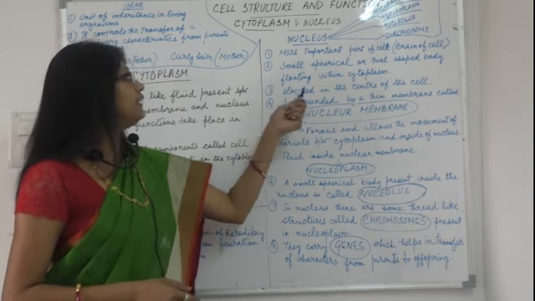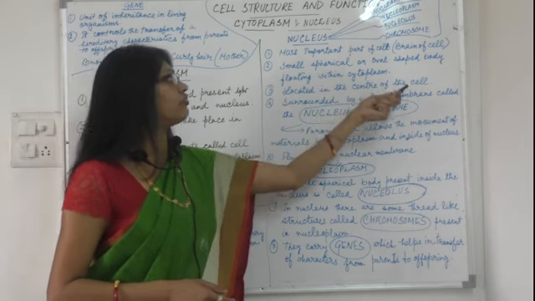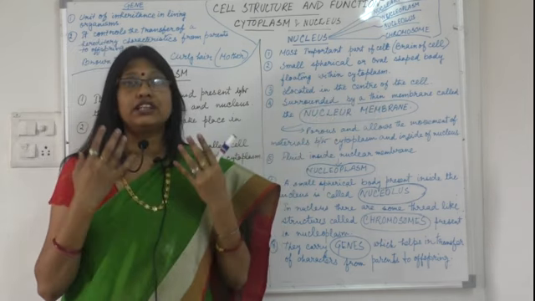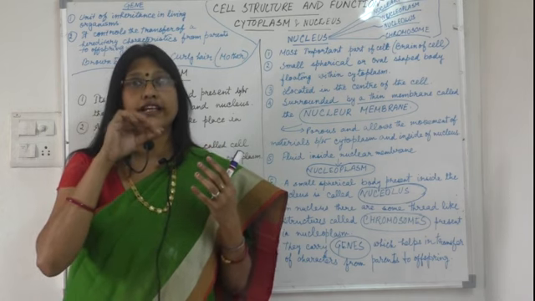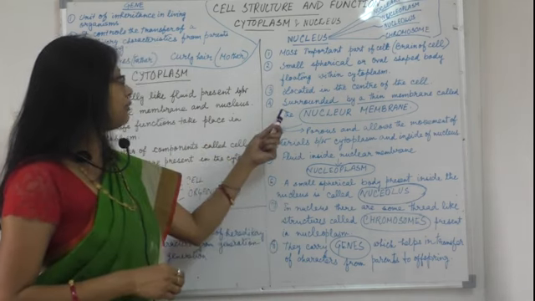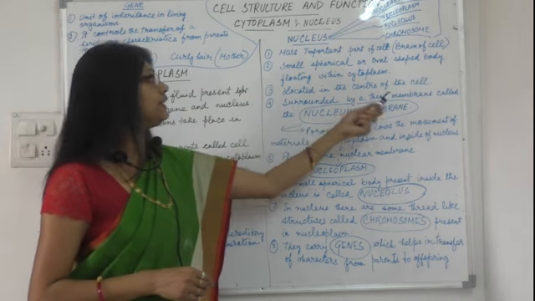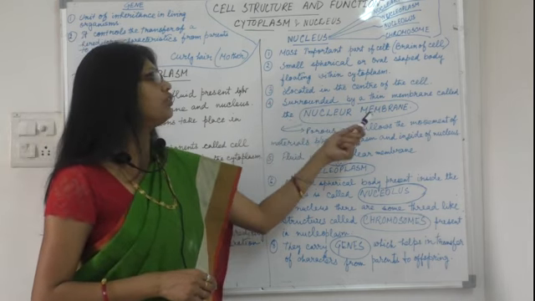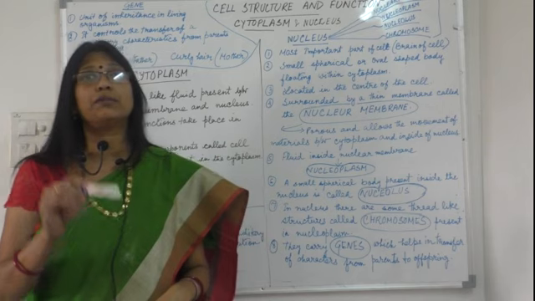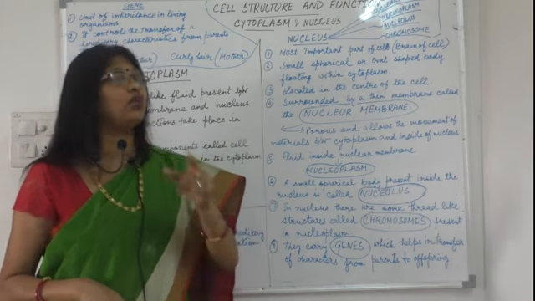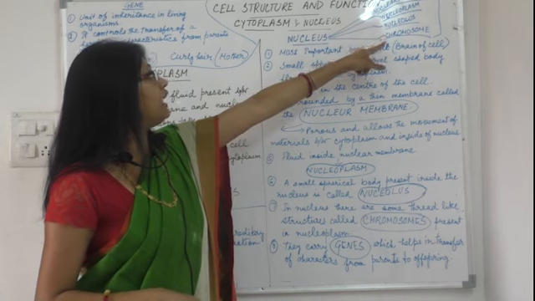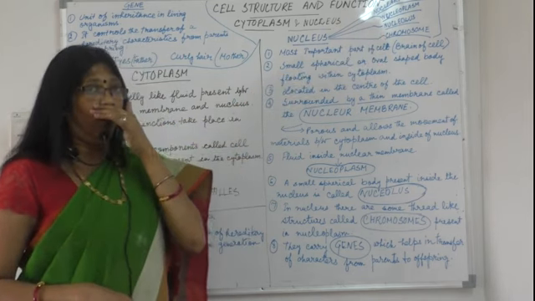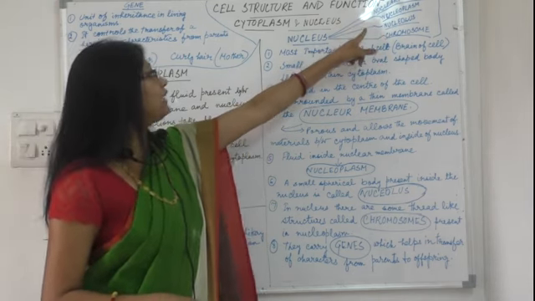Third point, it is located in the center of the cell. Nucleus generally is located in the center of the cell. Fourth point, it is surrounded by a thin membrane called the nuclear membrane. Now we are coming to the parts of the nucleus: nuclear membrane, nucleoplasm, nucleolus and chromosome are the parts of nucleus.